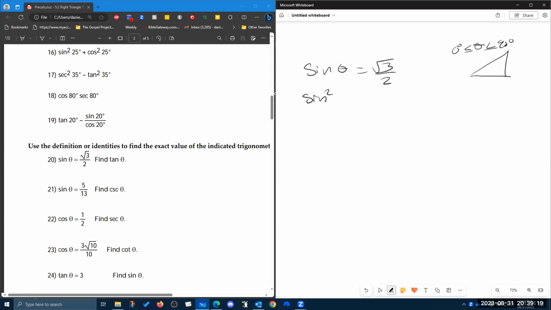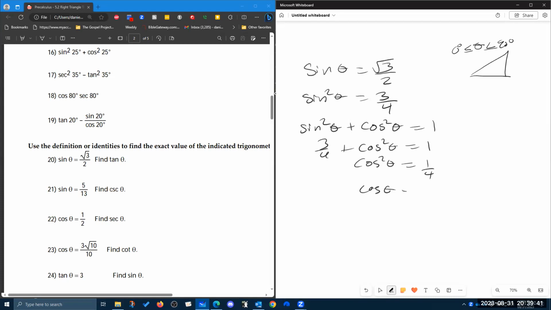So sine squared theta is going to be 3 over 4. And if I have sine squared plus cosine squared is 1, then 3/4 plus cosine squared is equal to 1, and cosine squared is 1/4, and cosine is going to be 1/2. This was an unknown angle, but that's correct.